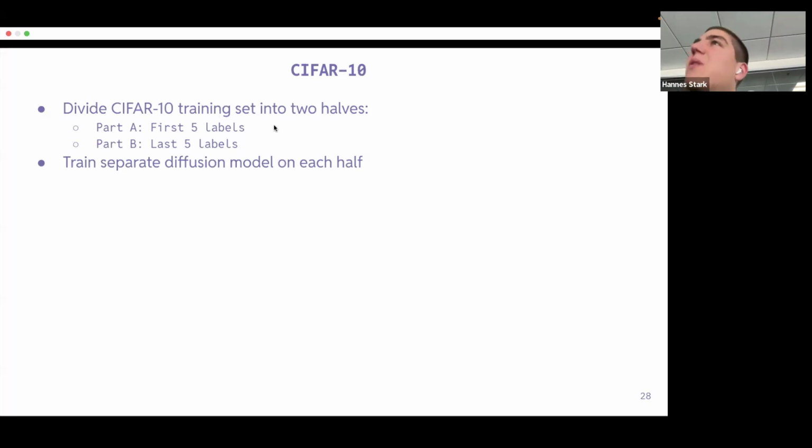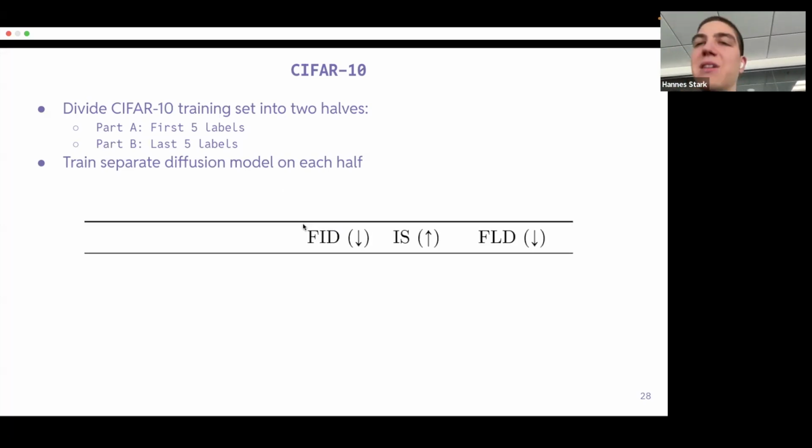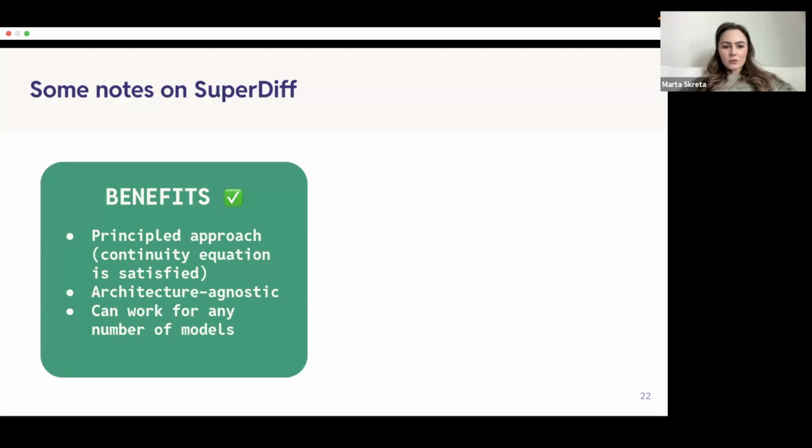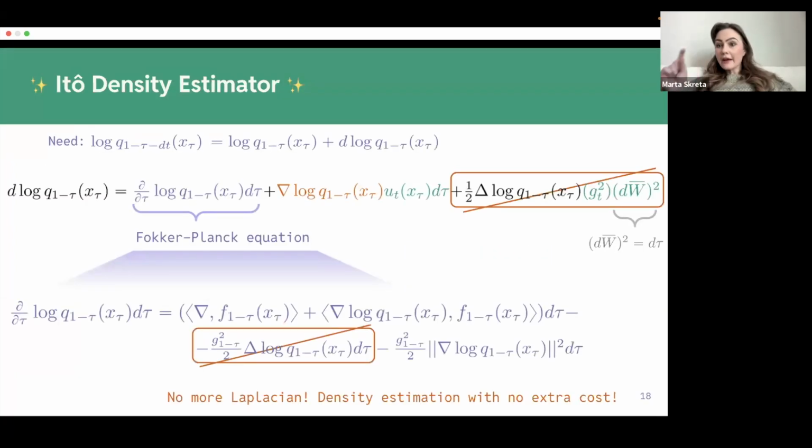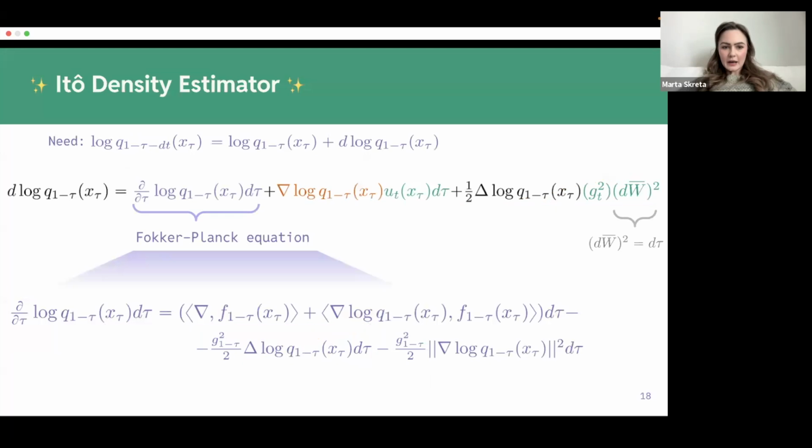Like, what is the score that we use for estimating the density if we have multiple diffusion models? Do we combine them somehow? Okay, so we have the score from every model that we have.